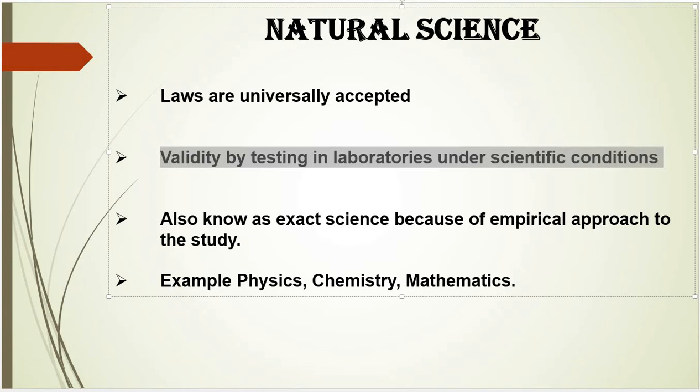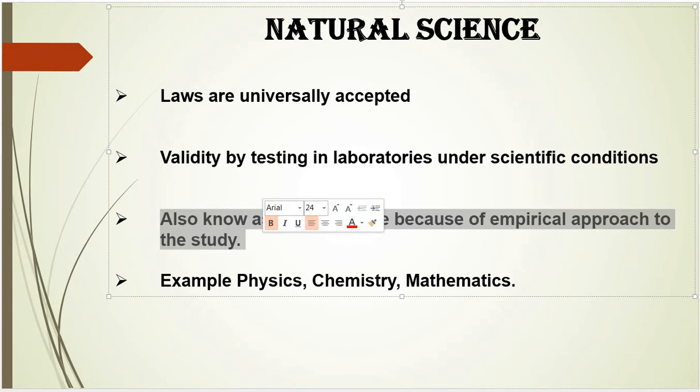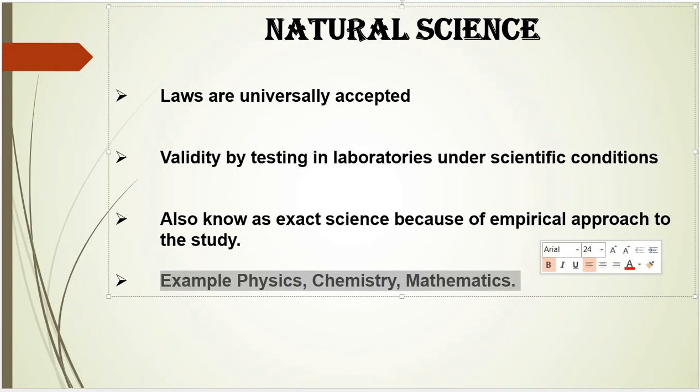We call natural science an exact science because its approach is empirical in nature. Empirical approach means we use the scientific method to observe and test in laboratories. We can prove it scientifically. Natural science is exact science in which we use an empirical approach to study. Physics, chemistry and mathematics are natural sciences.